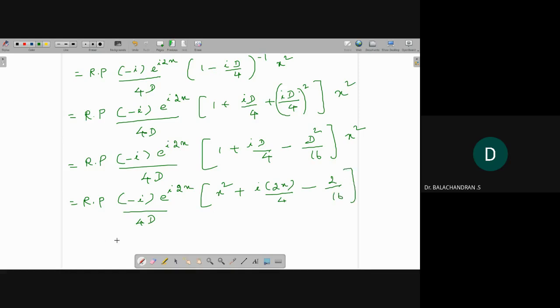Okay, this is equal to the real part of minus i into e power i 2x divided by 4d. Okay, x square plus x square. I will write the real part. This is minus 1 by 8. This is the real part. Imaginary part is x by 2.